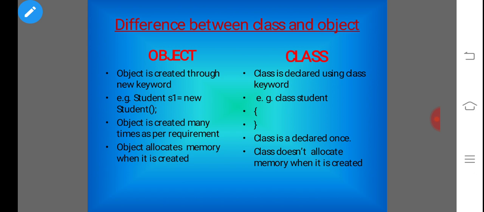An object allocates memory when it is created. So every object allocates memory space when it is created, whereas a class does not allocate memory when it is created. Why doesn't it allocate memory? Because it shows only the layout. It is a blueprint from which objects are created, and the object allocates memory.